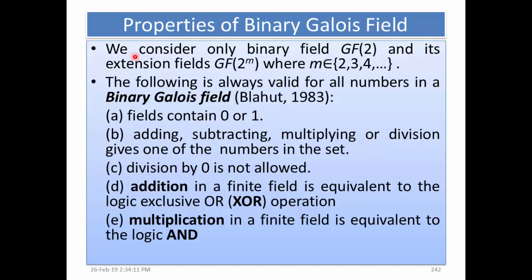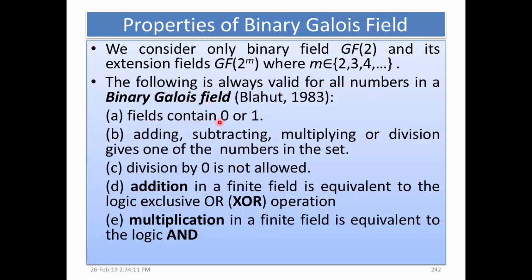Properties of binary Galois field. We consider only binary field GF(2) and its extension GF(2^m), where m can be 2, 3, and 4. m can be any positive integer greater than 1, or it should not be 0. The following is always valid for all numbers in Galois field.